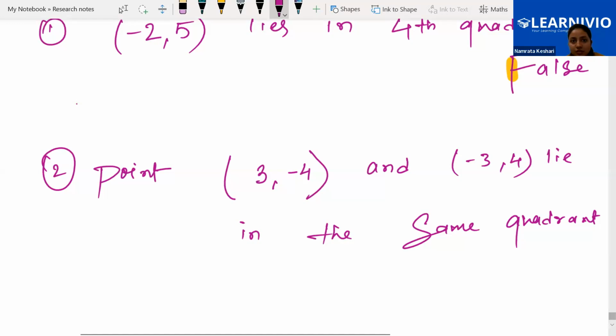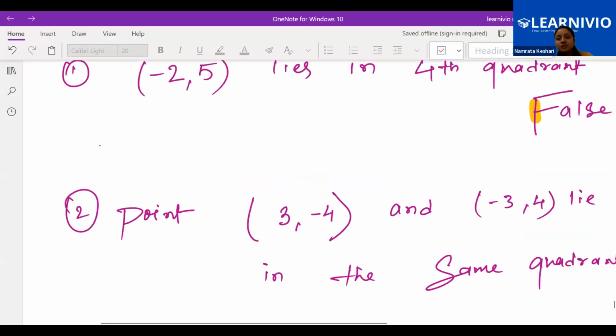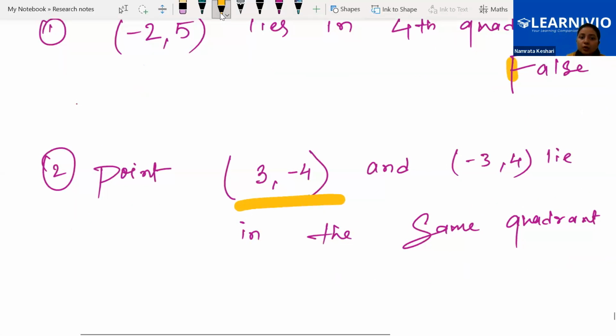Rest of the students, is it true or false? Ma'am, it's false. Both are not going to lie in the same quadrant, right? Yes, ma'am. So which quadrant will it lie in? If I'm focusing on this yellow underlined point, (3, -4), it will lie in the fourth quadrant. Perfect, and the other one will lie in the second quadrant.